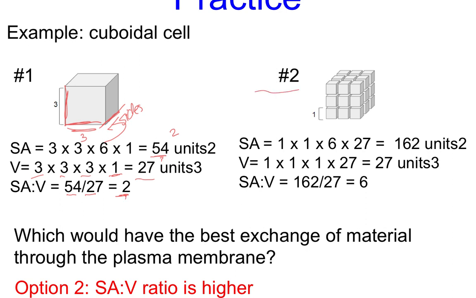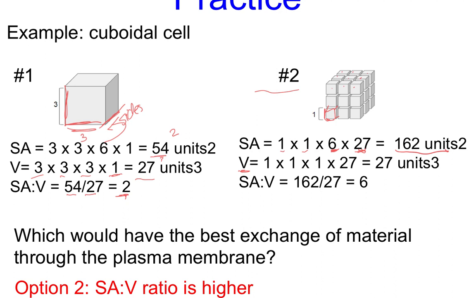Example number 2 is going to show you a cuboidal cell, but it's multiple units. So in here, it's just given to you that the side is 1. So to find the surface area of this cell, it's 1 times 1. And then, of course, this cube right here has 6 sides, and there's 27 of them. If you were to count them, 1, 2, 3, 4, 5, 6, 7, 8, 9. 9 times 3 is 27. So when you multiply those numbers together, you get 162.